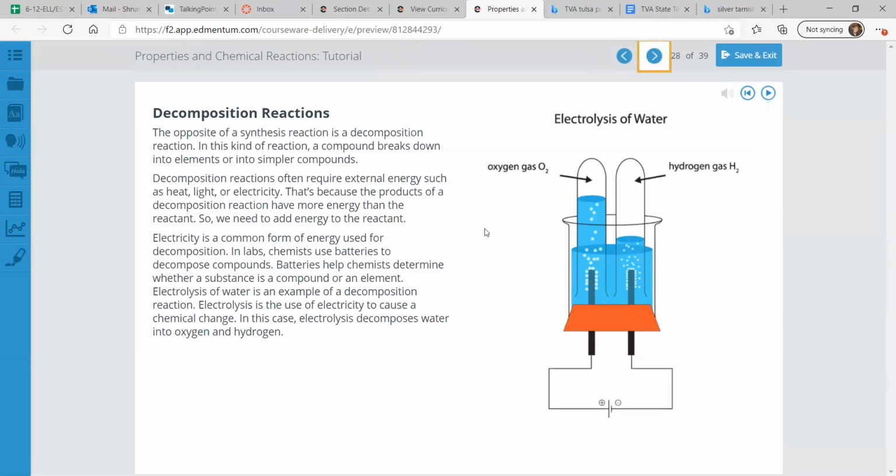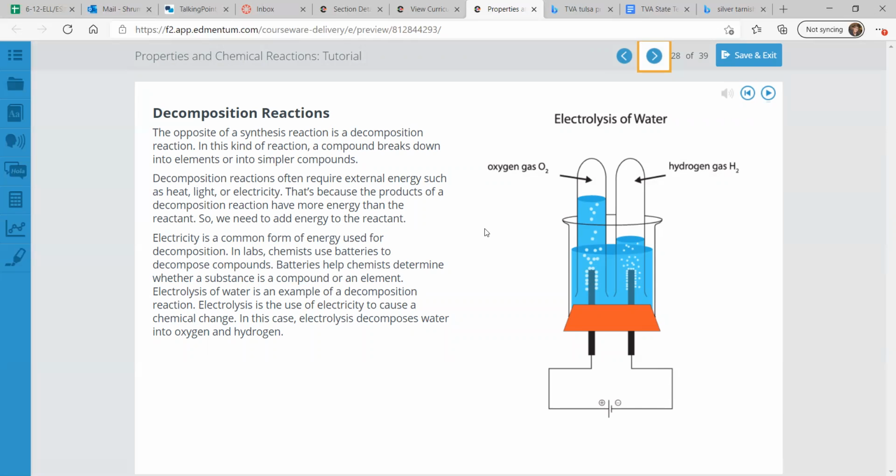Now, decomposition reactions, the opposite of a synthesis reaction, is when a thing breaks down into two or more substances. A compound breaks down into elements or even simpler compounds sometimes. Now, this often requires external energy, such as heat, light, or electricity. That's because the products of a decomposition reaction have more energy than the reactant. So we need to add energy to the reactant.